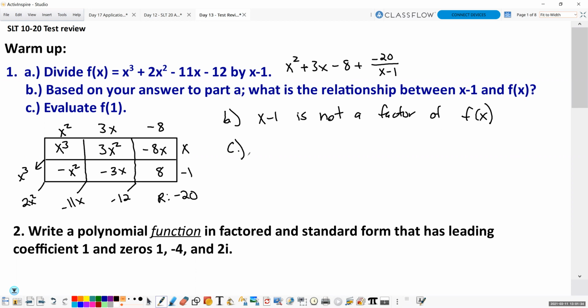Letter C, evaluate f of 1. Well, here I'm going to use the remainder theorem. Remember, if something divides in evenly, it has a remainder of 0. Like if I was told f of 1 equaled 0, that means there's no remainder and it is a factor. But in this situation, I have a remainder of negative 20. And what that means is f of 1 equals negative 20 by the remainder theorem.